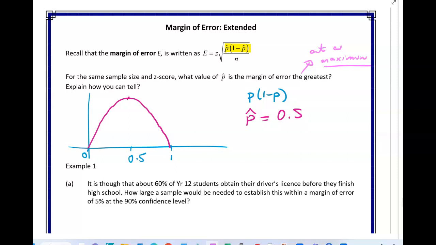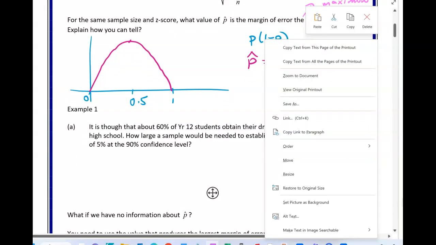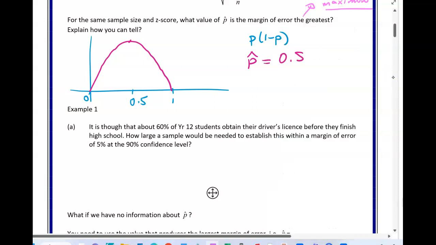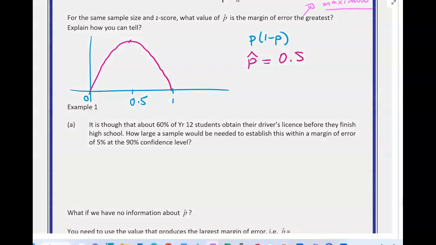So the moral to that story is, if you do not have a sample proportion in a problem, and you want to make sure that you've got that maximum margin of error, well, you have to ensure you cater for the maximum margin of error is probably more the point. We've got to use p hat is 0.5. So if you don't know, you use 0.5. And that'll ensure you've got your maximum margin of error. So that applies in questions coming up. I guess I've already answered that.